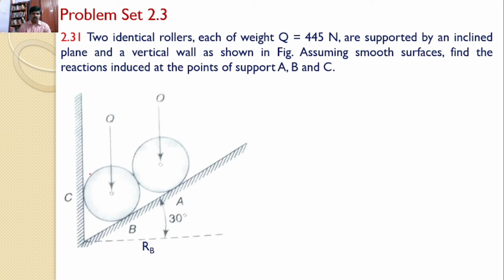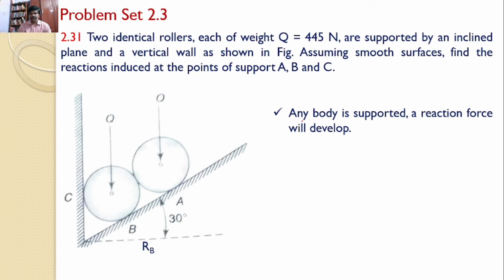That means two rollers, you can see two rollers. These two rollers are supported by an inclined plane and also a vertical wall. These two rollers are supported by each other. Assuming smooth surfaces, find the reactions induced at the points of support A, B and C. Our interest is to find the reaction forces RA, RB and RC.